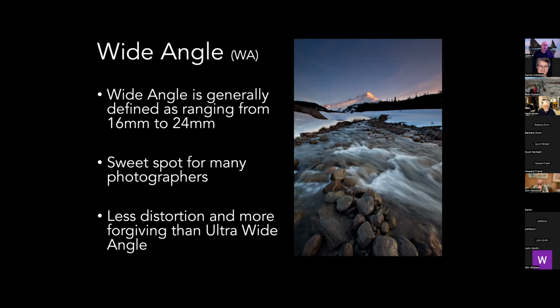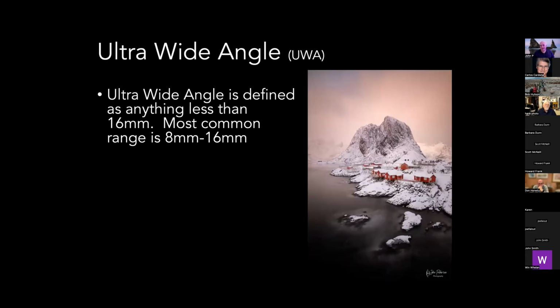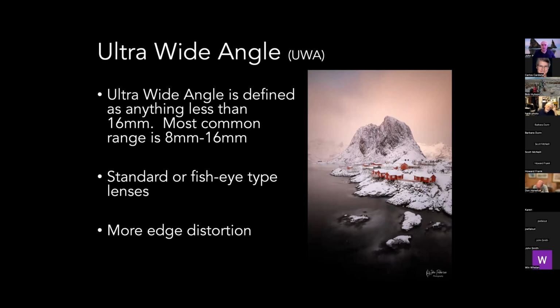The cool thing about wide angle lenses too is that there's a little bit less distortion and they're a little bit more forgiving than what I will term an ultra wide angle lens. Ultra wide angle lenses are anything less than 16 millimeter, most commonly 8 to 16. Some of these lenses can be standard lenses, some of them are fisheye lenses. With ultra wide angle lenses, you will get more edge distortions, and this is one of the things to be aware of when you're out in the field.